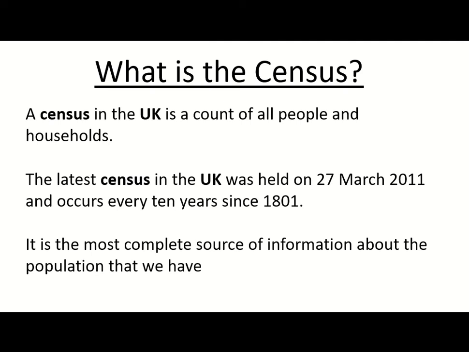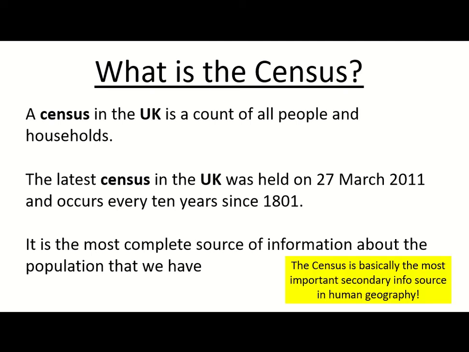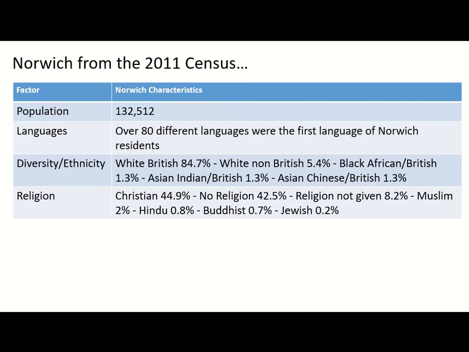So as a data source, it's a secondary data source. It's probably the most important secondary source of information in human geography, because it tells us so much about lots of things that we cover in human geography. And when you do some geography fieldwork in and around urban areas of Norwich, the census will give you some information that will be handy to you. So now we can access this information, how can we use it?